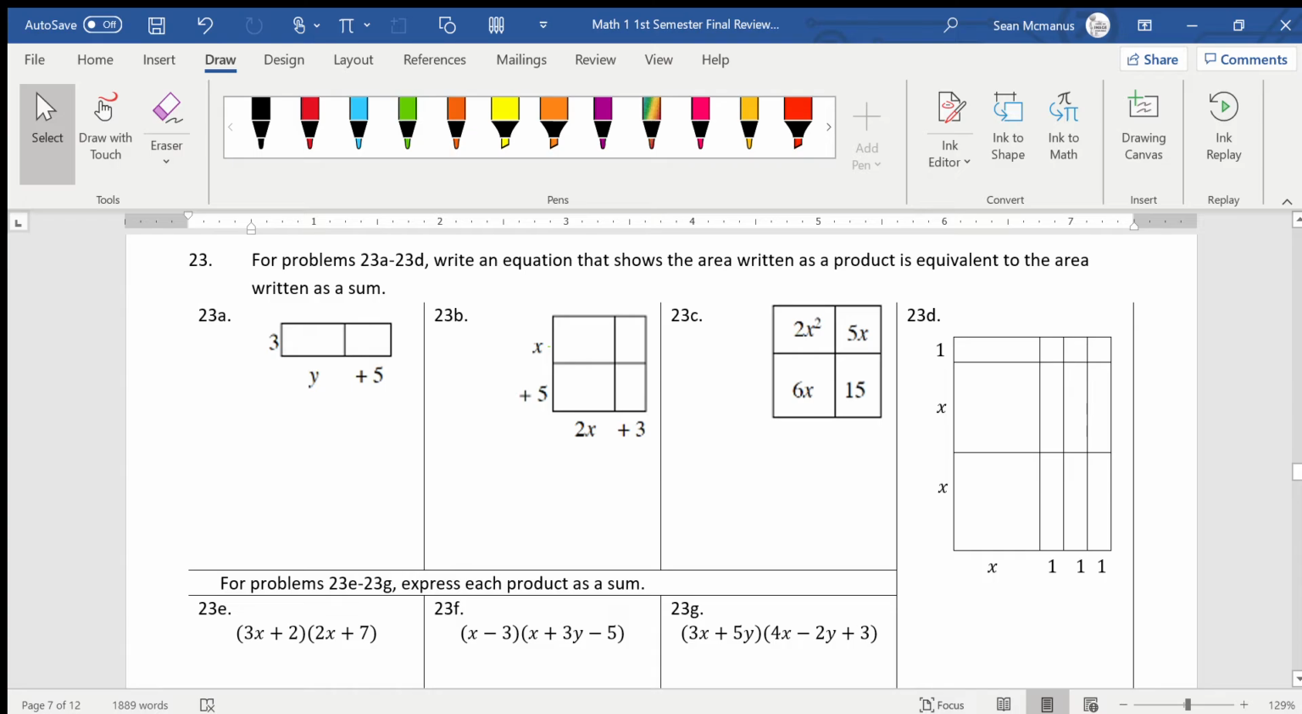Okay, continuing on with our study guide here, number 23. This whole section here is dealing with our area model. So we're going to go ahead and practice some of these.